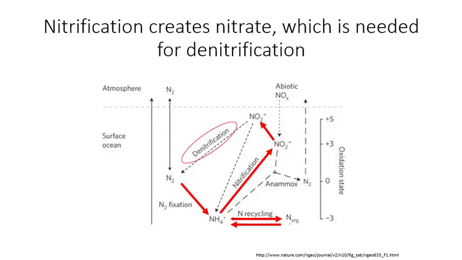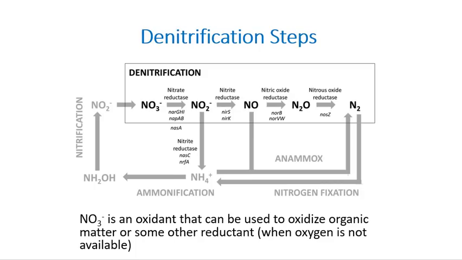Nitrification is needed, or has to happen, in order to create nitrate. And then nitrate is needed so that denitrification can occur. Denitrification, which you can see in that box there, involves many steps that are carried out by different enzymes. Complete denitrification starts with nitrate, which is reduced to nitrite, which is then reduced to nitric oxide, which is then reduced to nitrous oxide, which is finally reduced to dinitrogen gas, effectively undoing the work of nitrogen fixers.